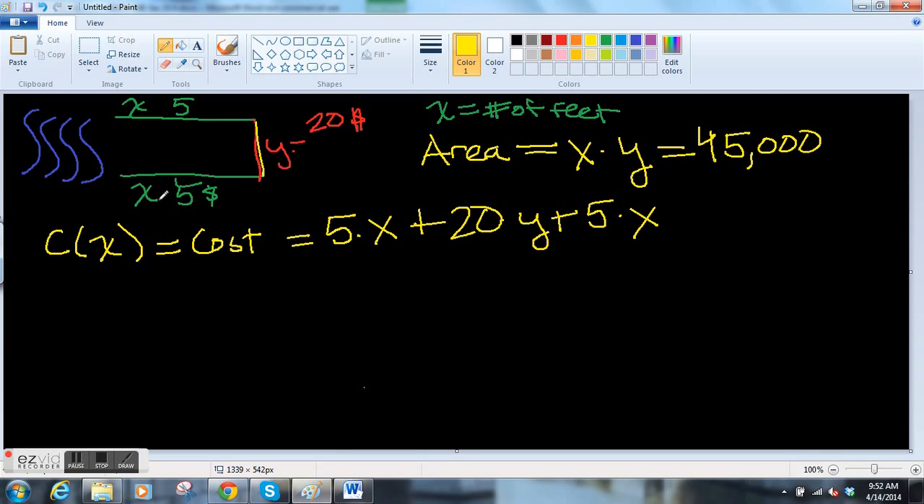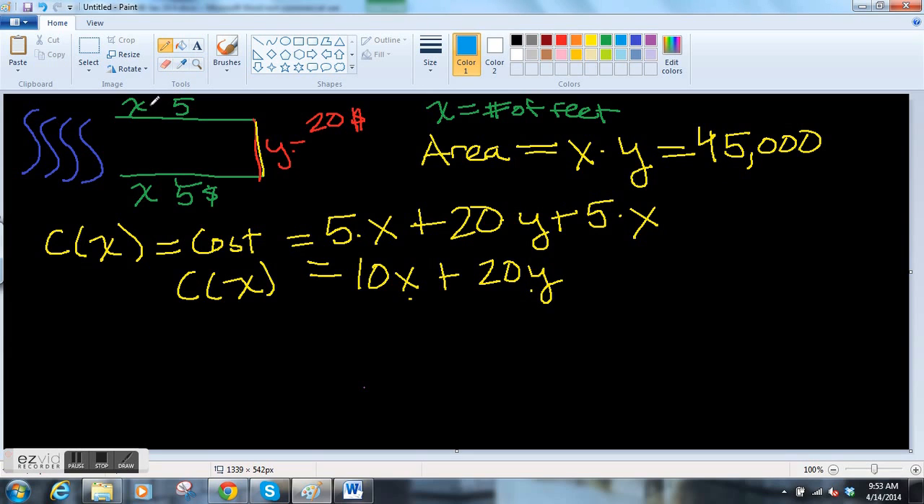I just added up the three sides, 1, 2, 3. Most of you will just put this right together and say that is 10x plus 20y, because the cost to build this side is going to be $5 a foot times x number of feet. So that's how you get that. So we can't minimize this function until it is in one variable. See how there's an x and a y? We have to make it all in terms of one variable. Personally, I like to have it all in terms of x, but it doesn't really matter.